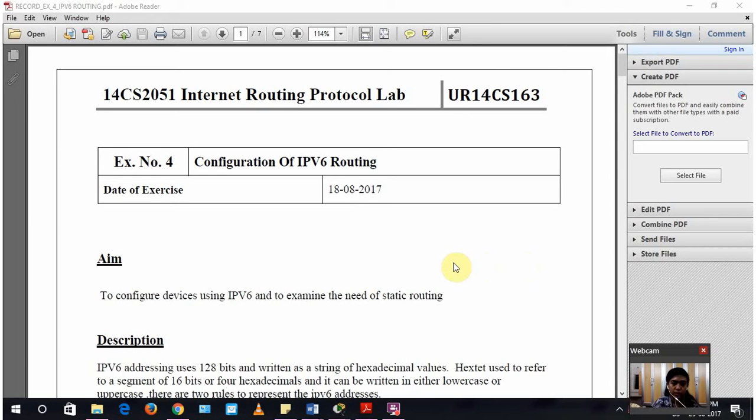Hello friends, today I'm going to explain the configuration of IPv6 routing.